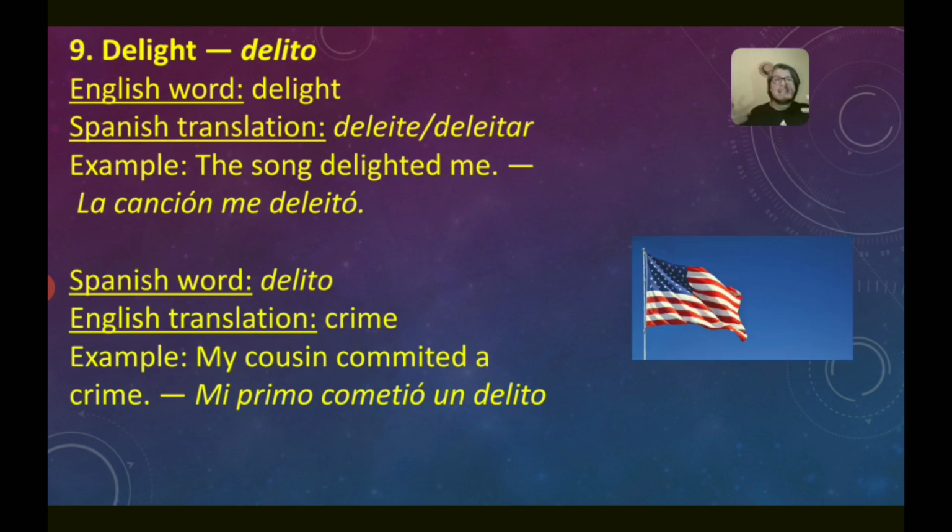Number 9, delight, delito, never, even though they sound very similar. This is a delight. It's not that this is a delito. No, this is un deleite. Something really amazing. Something that gives you a lot of pleasure. That is a delight. Delito, in Spanish, in English, is crime. As simple as that. Crime. Never delight. Okay, let's go to the next one.